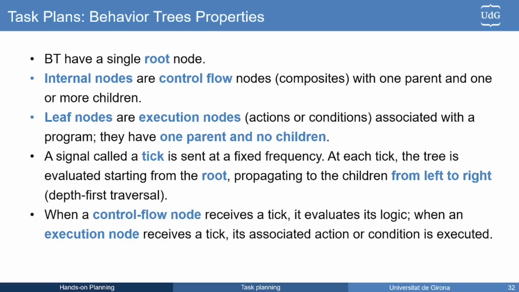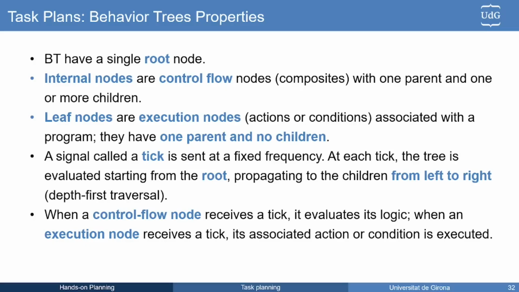Then we send one of these tick messages, for instance, every second, and when we send this tick, what the behavior tree engine does is, starting from the root, go from left to right in depth-first traversal. It goes to the very end of the left branch, then to the right, until it reaches the very end of the rightmost branch, and checks which leaf it has to execute, or if more than one leaf has to be executed, okay?